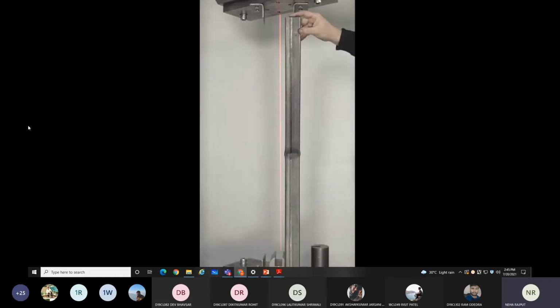Turning the specimen to the side, you can see that the deformation has localized to the midspan of the specimen in a plastic hinge.